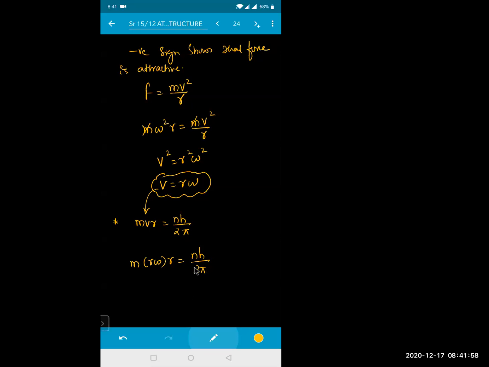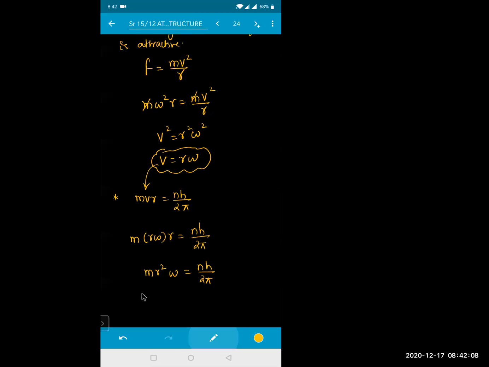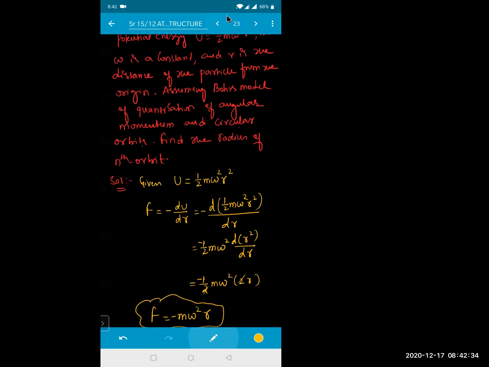Is anything getting cancelled here? No. So it is m r square omega is equal to n into h divided by 2 pi. What we need is the radius. So the radius of the nth orbit is, Rn is equal to the square root of n h divided by 2 pi m omega. So this is the radius of your nth orbit. Is it clear? Let me check once more. If there is any doubt, please let me know. Good question.